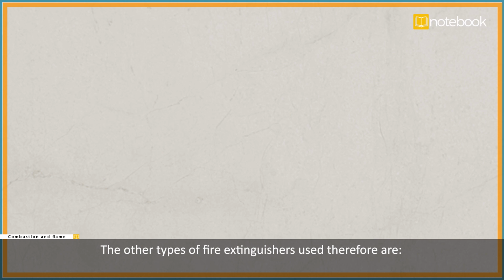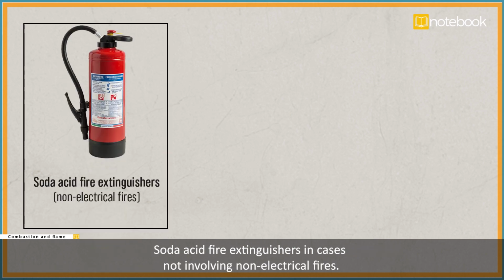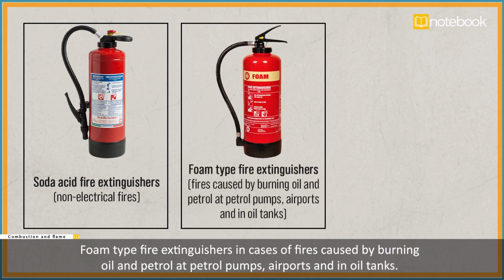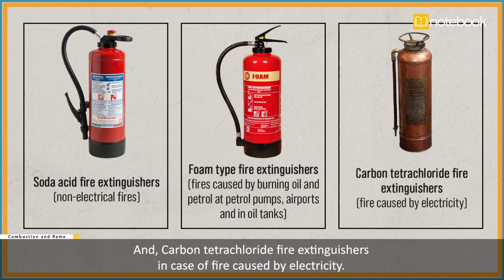The other types of fire extinguishers used therefore are soda acid fire extinguishers in cases involving non-electrical fires, foam type fire extinguishers in cases of fires caused by burning oil and petrol at petrol pumps, airports and in oil tanks, and carbon tetrachloride fire extinguishers in case of fire caused by electricity.